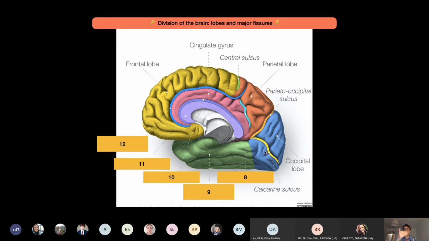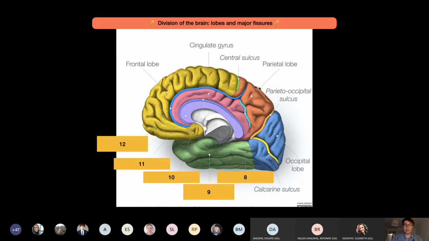So it has its own discrete blood supply because it's so important, because you cannot pick a berry off a tree as a caveman and see whether it's a poisonous one or not if you don't have crystal clear central vision. So the calcarine sulcus is a really important structure to know because it is responsible for your center of visual acuity.